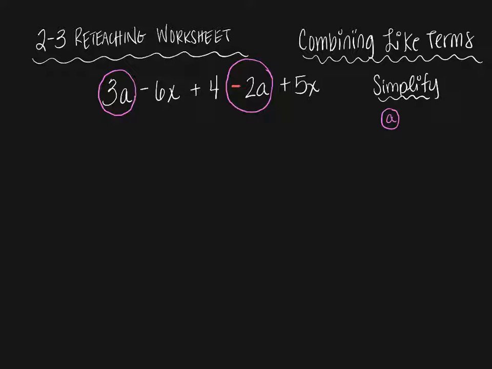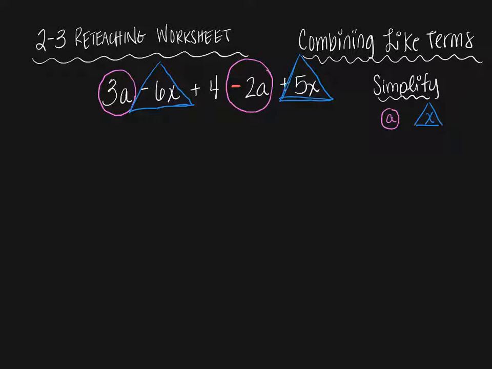Okay, the next one is I want to end up drawing a triangle around each term that has an x. So I'm going to put my x's in triangles. All right, notice here I've got a negative 6x. So I'm going to have to draw this triangle wide so that I include my negative in my triangle. And then my 5x. All right, so all of these are in triangles.